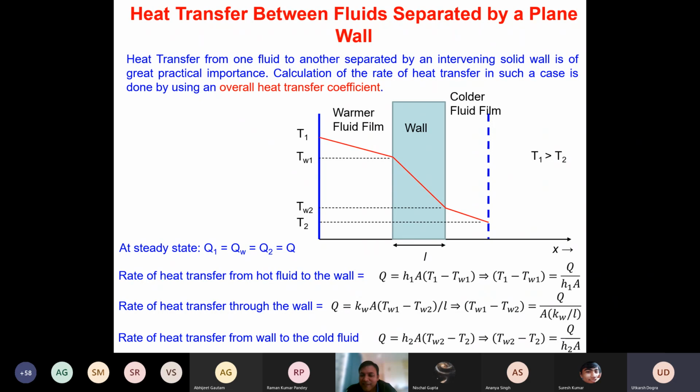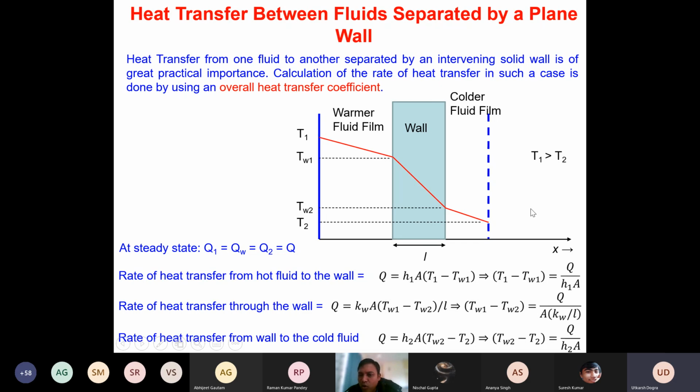Do you all agree with me? Yes, sir. So, you see, in this fluid region we will have convection. Also in this other fluid region we will have convection, but in this solid wall we will have conduction, isn't it? So in this case, you can see that the warmer fluid is at a temperature T1.